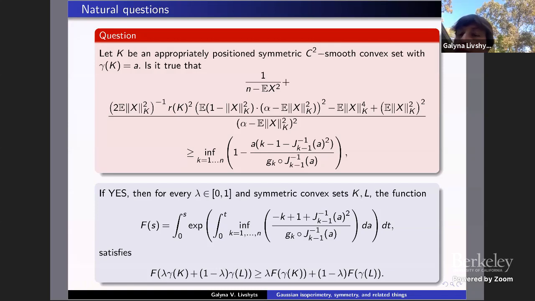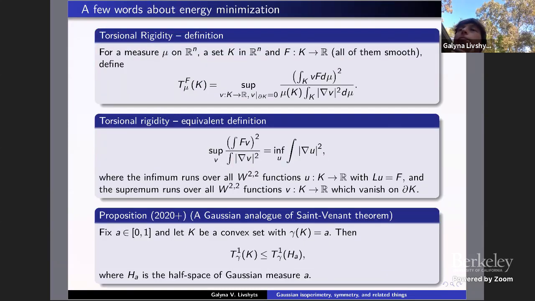So let me mention a few things. Now I'm going to try and explain a little bit what those two theorems that I mentioned come from, but very little. So let me mention just a few words about energy minimization. Let me recall the classical notion of torsional rigidity, particularly well studied in the case of Lebesgue measure and function f equal to 1. It's a supremum over all functions which are 0 on the boundary of the integral of the function against our fixed function f, over the average gradient of the function squared.